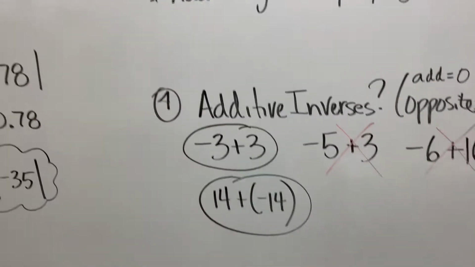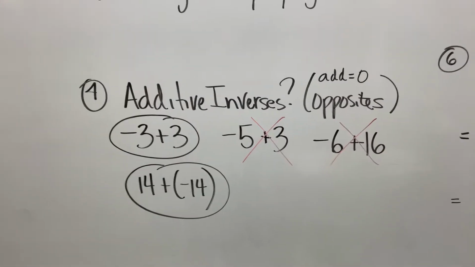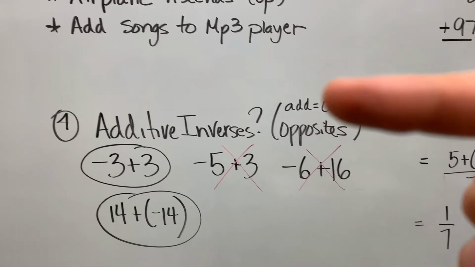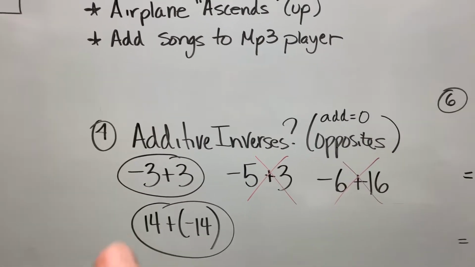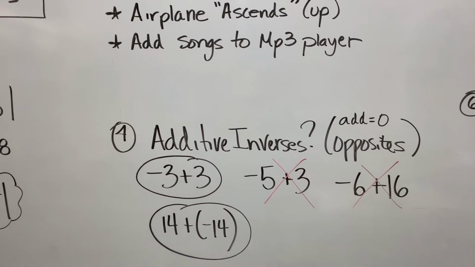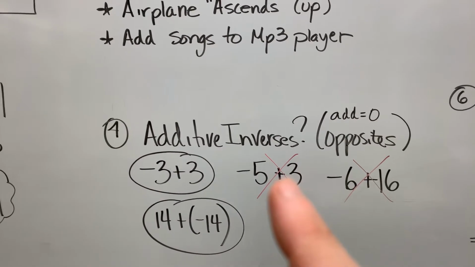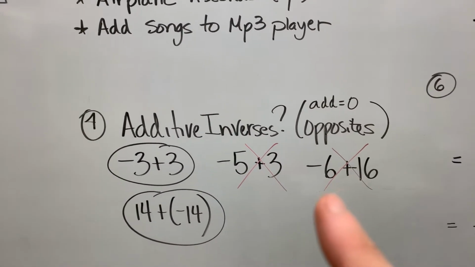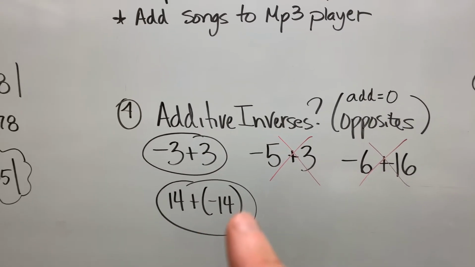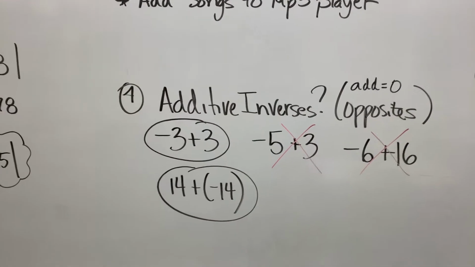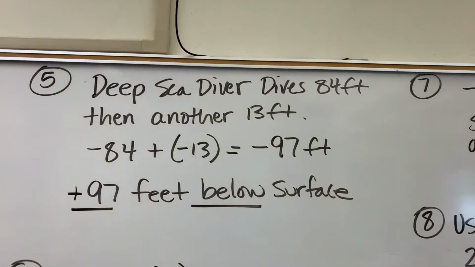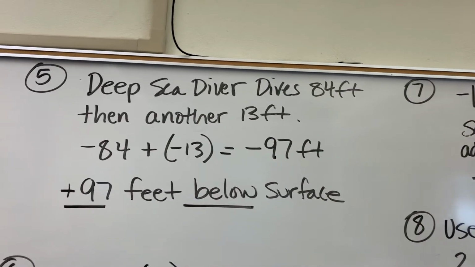Number 4, additive inverses. Additive inverses are simply opposites that, when you add them, should equal 0. -3 plus 3: -3 and +3, those are opposites. -5 and +3, no. -6 and +16, no. 14 plus -14, yes. Those are additive inverses.